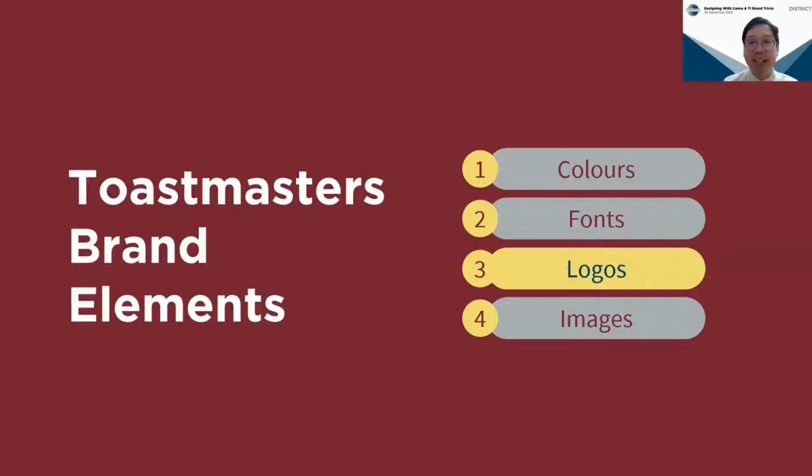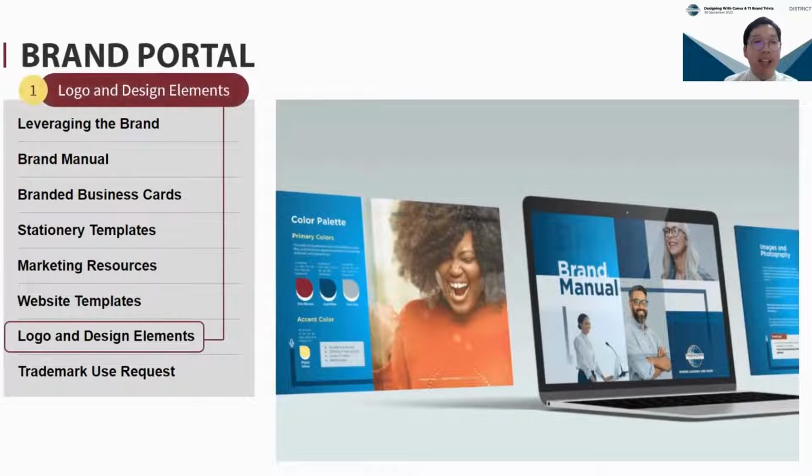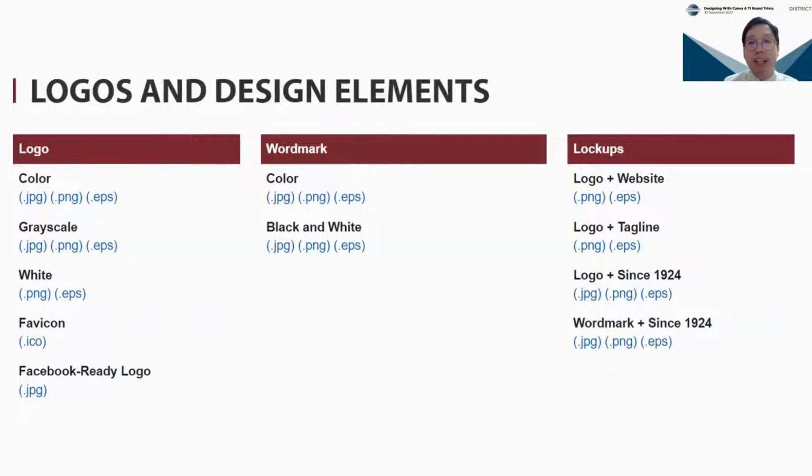And the third element is logos. And we can get the logo from the Toastmasters website. As mentioned earlier, just go to the brand portal and under the resources, navigate to the logo and design elements. Click into it. You are allowed to use all the logos that are available on this page. And most of the logos are provided as either JPG or PNG file format.